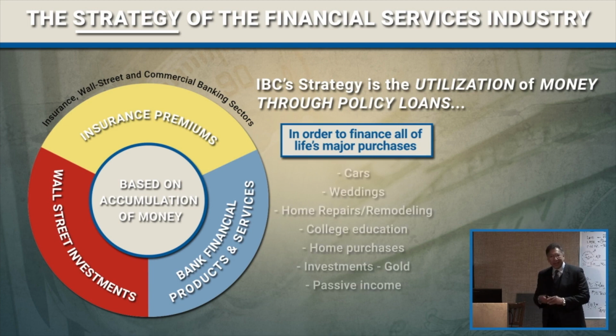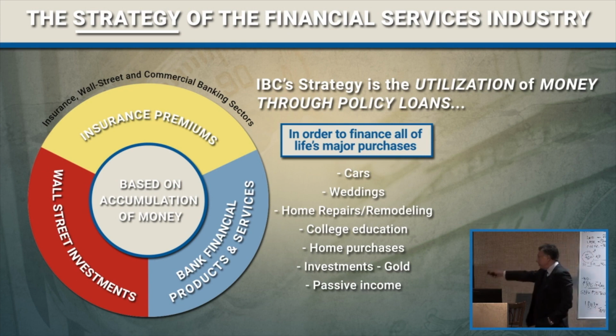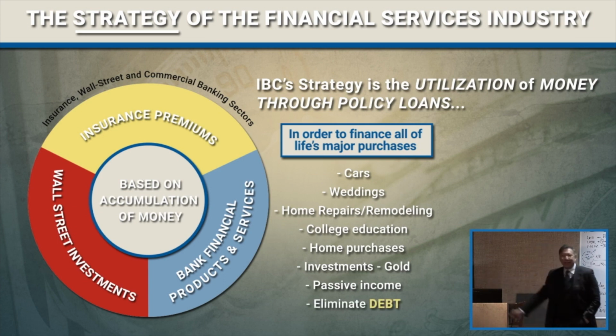So they wind up going into debt to buy cars, to pay for weddings, home repairs. They just go into debt. So they don't have the actual accumulation. But the idea of the IBC is to use it for all these major life purchases. And you can even use it to eliminate debt. So it's about the utilization of the money, not the accumulation of it. The financial services industry is making you put your money in prison. You can't touch it without penalties, tax, all this sort of stuff.